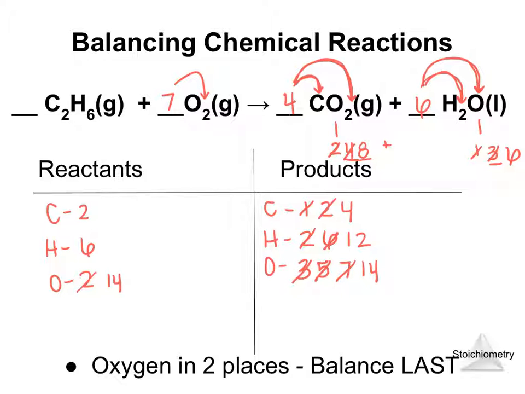So now I need to go back one last time. I need to balance my reactant. So 2 times 2 is going to give me 4. So I put 2 as a coefficient. 2 times 2 is 4. Recount, 2 times 6 is 12. And I'm good to go.